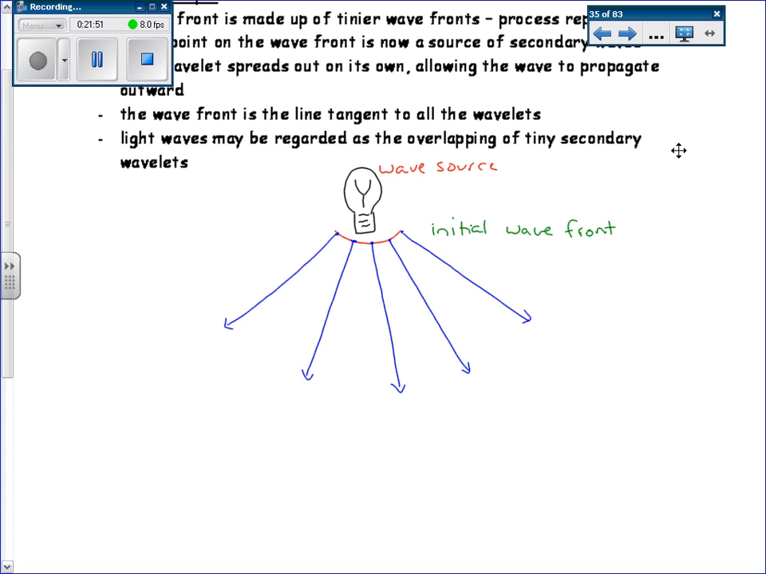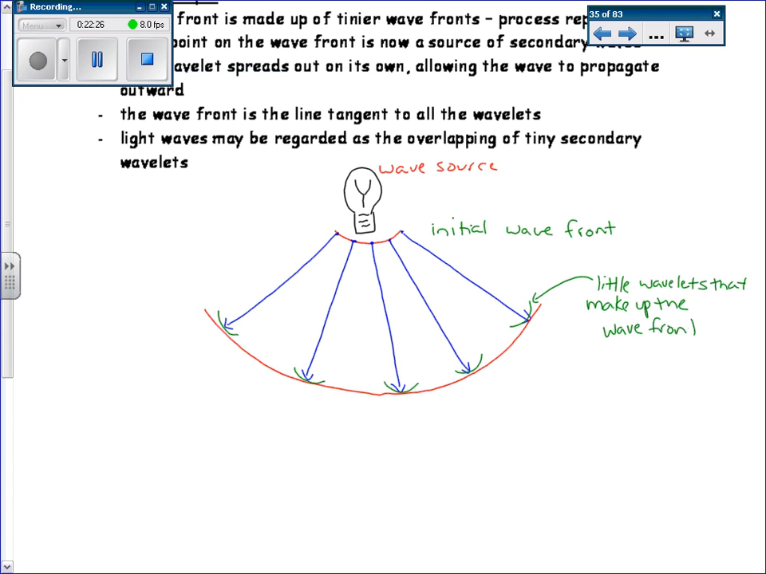And we can think of this here as being another wave front. But what we want to do is think of each of these as little wavelets that make up that wave front. So the green are little wavelets that make up the wave front. And then from there, that can continue.